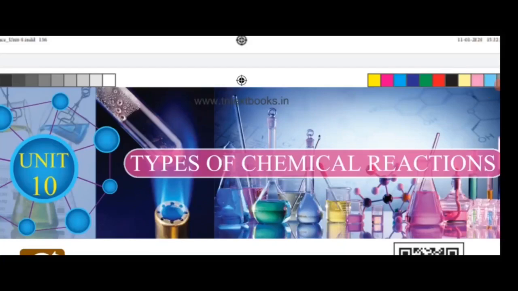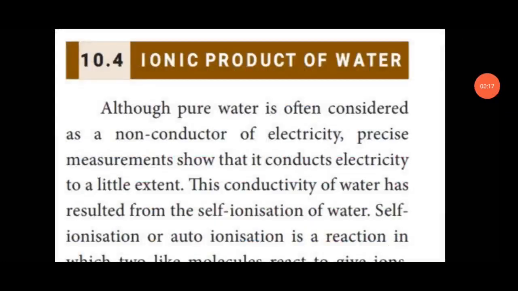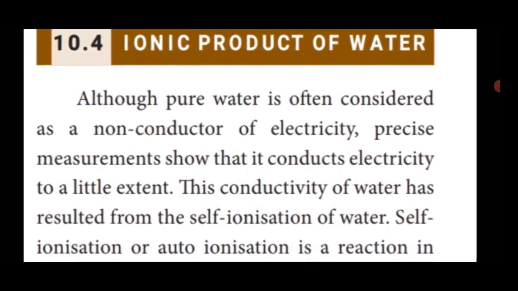This is 10th standard chemistry, unit 10, types of chemical reaction lesson. Today we are going to learn about a new topic, ionic product of water and pH scale. Ionic product of water is today's topic.